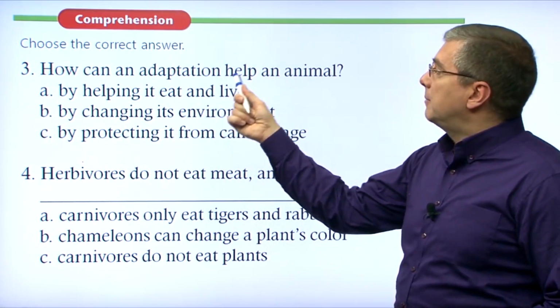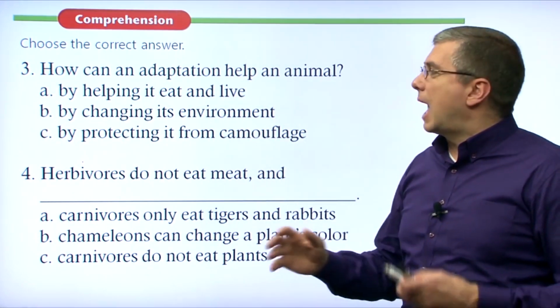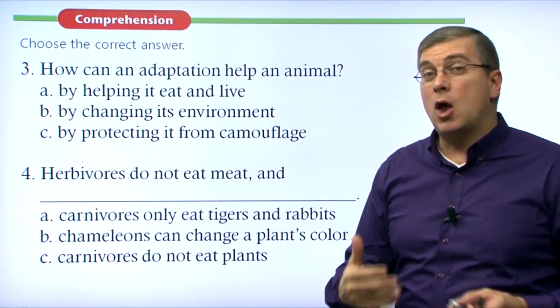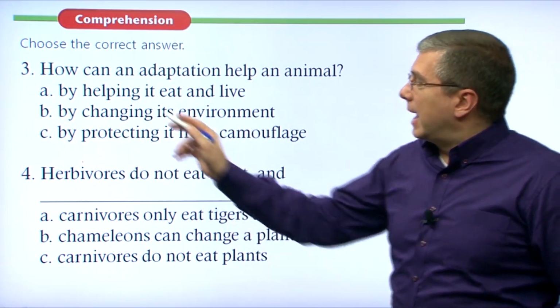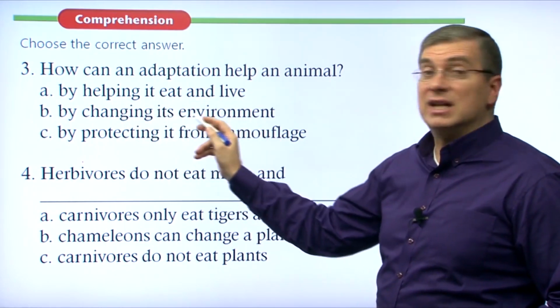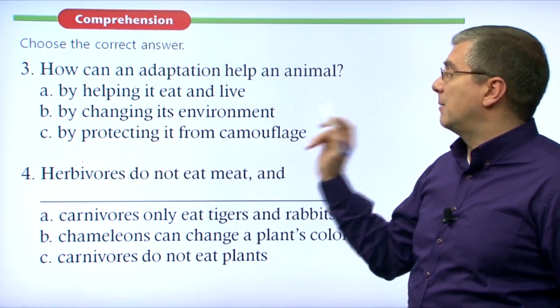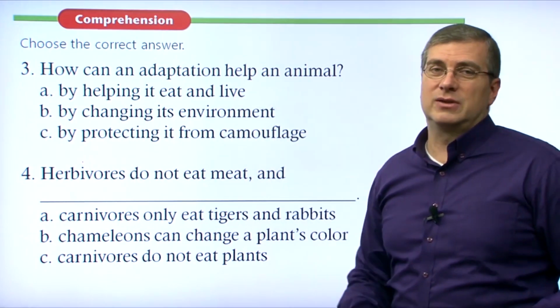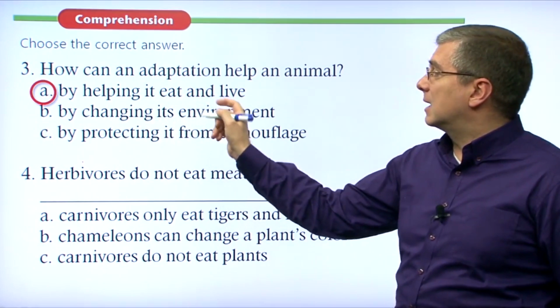How can an adaptation help an animal, right? We talked about how adaptations help animals. So we have 3 choices here. A, by helping it eat and live. B, by changing its environment. C, by protecting it from camouflage. Only one of these answers really makes sense. A, by helping it eat and live.